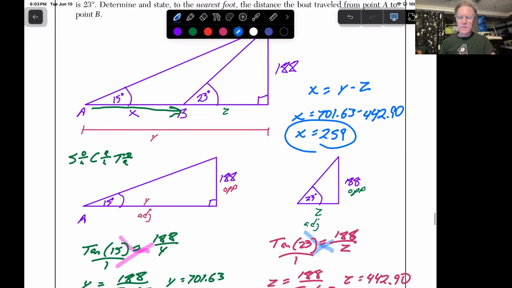Again, if you're stuck, find something. Find the hypotenuse. It'll get you some partial credit. Trust me.